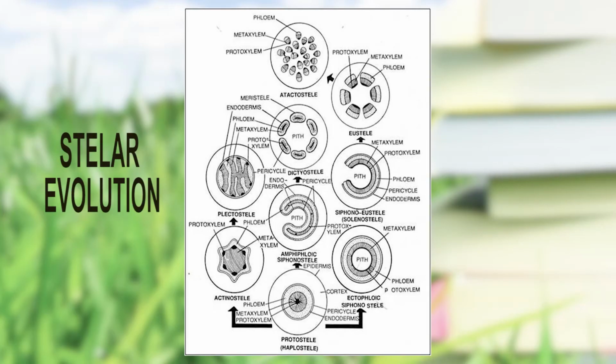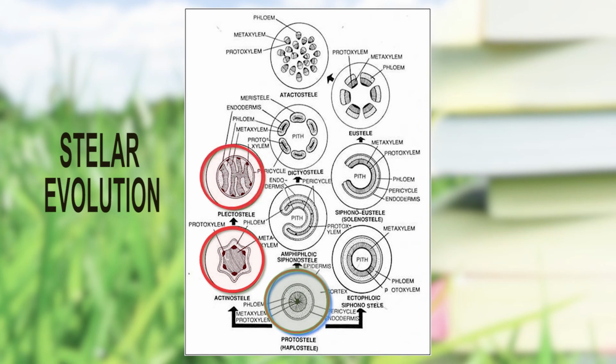Here we can conclude that in the primitive plants we used to see a protostele. From the protostele, three lines of evolution have taken place. In one line we have the actinosteles, where the xylem is star-shaped or armed, having phloem in between. From the actinostele, the plectostele is formed, where the xylem has become more reduced, or is present in plates which are interconnected with each other.